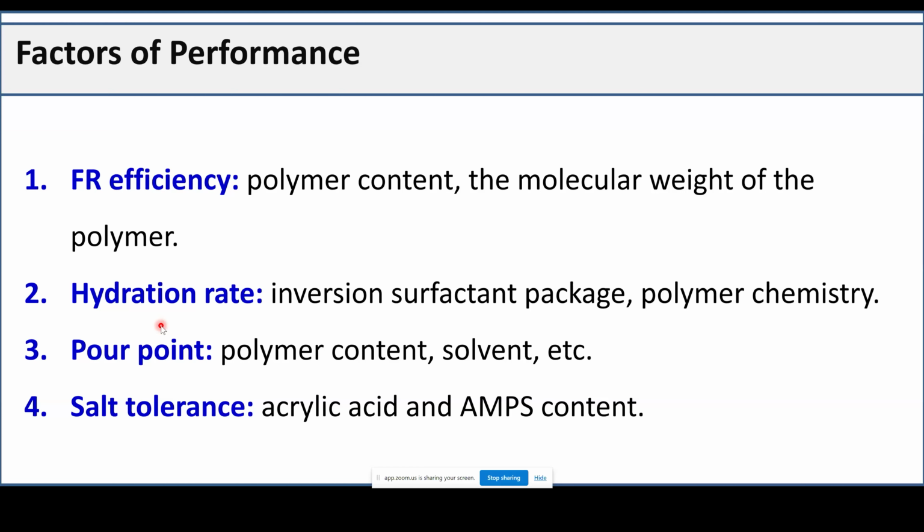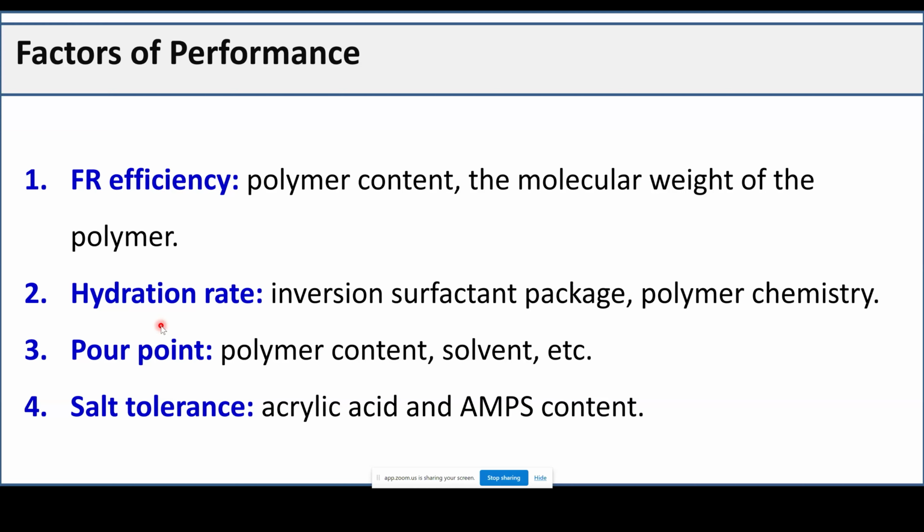The inversion package inside the polymer, so surfactant, if you have an emulsion product, has some sort of a surfactant package inside it. So a good surfactant will allow the polymer to be released much faster and give you the maximum friction reduction as fast as possible. The second one is the polymer chemistry itself. The chemistry of the polymer, you change the AMPS, you change the acrylic percentage, the AMPS percentage. So play with the chemistry point of view. In the field, you cannot play with that.